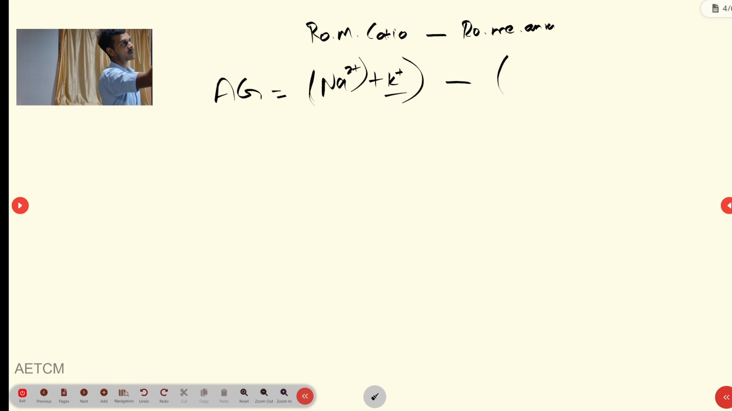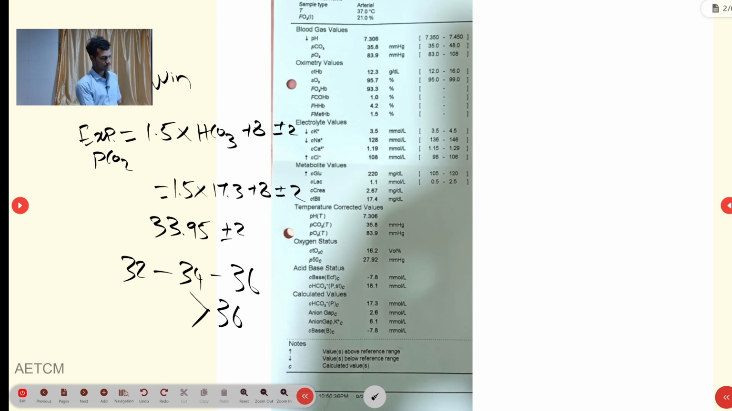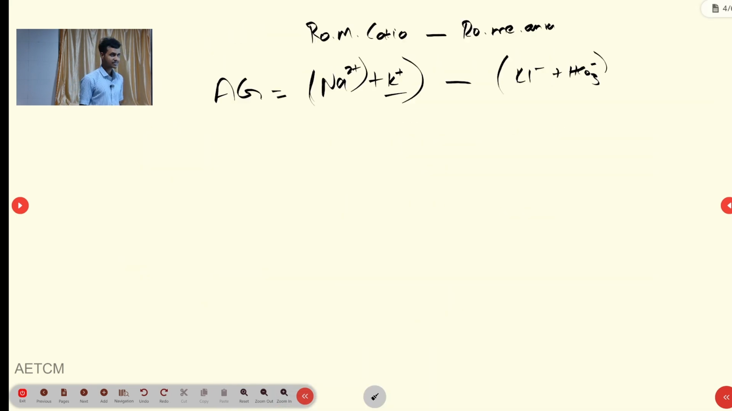Which anions do we routinely measure? Bicarbonate and chloride. So this is how you calculate the anion gap. Mostly in your ABG paper itself you will get the anion gap. With potassium or without potassium, both ways are used to calculate it. So how do we identify the cause? By this you will get one value.